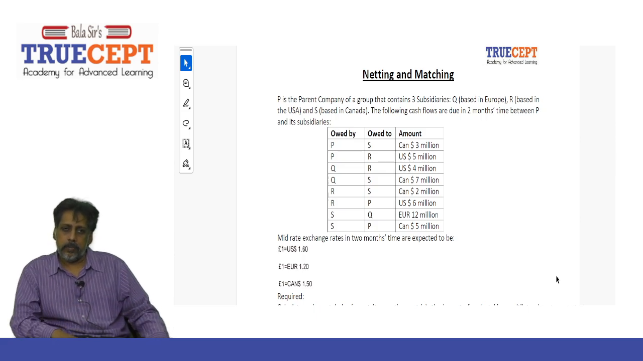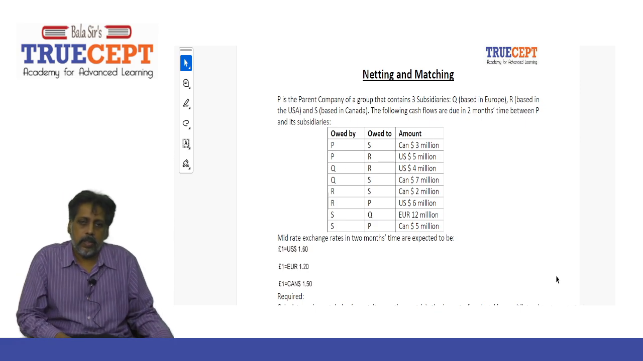And S to Q, Euro 12 million. For S, payable, and Q, receivable. Then from S to P, it's Canadian dollar 5 million. The S payable and P receivable, 5 million Canadian dollars.